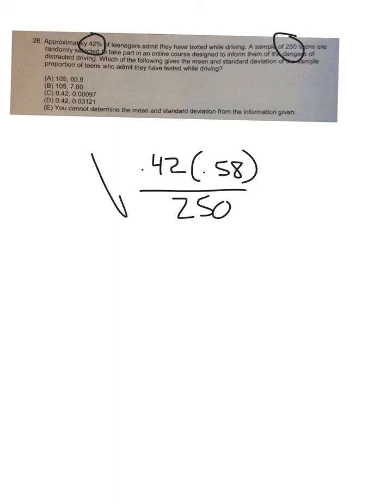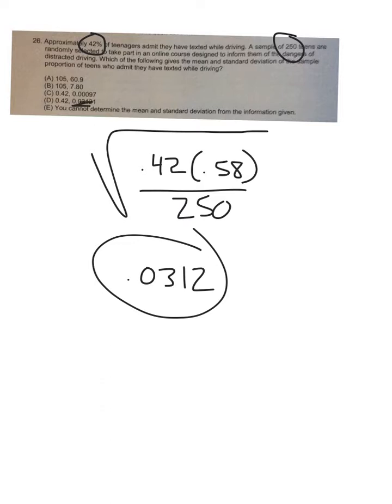So on this one, standard deviation, so 42%, right? And our sample size is 250. So 0.42 times 0.58 divided by the sample size, and you take the square root. That's going to be your standard deviation. Let me figure out what that is. Well, in this case, the standard deviation is 0.0312. The only one that has that right there as a standard deviation is letter D, and that is correct.